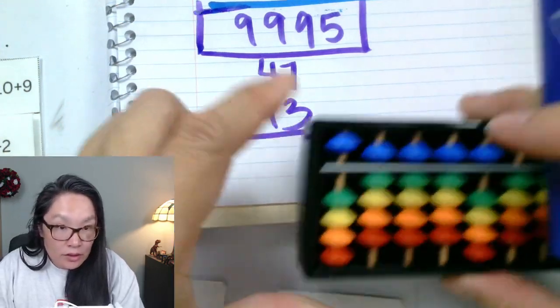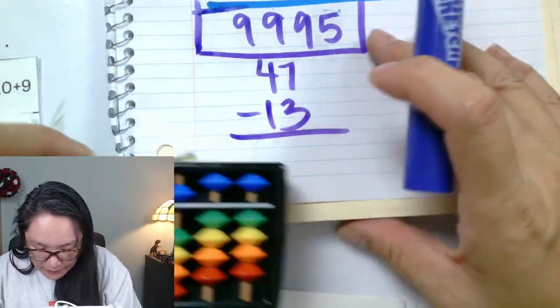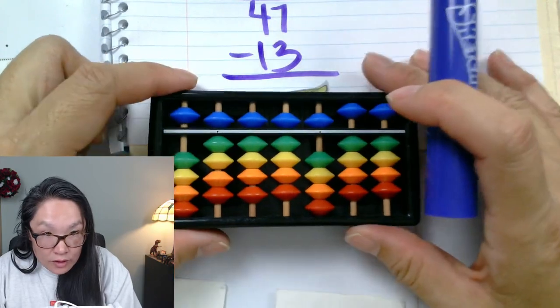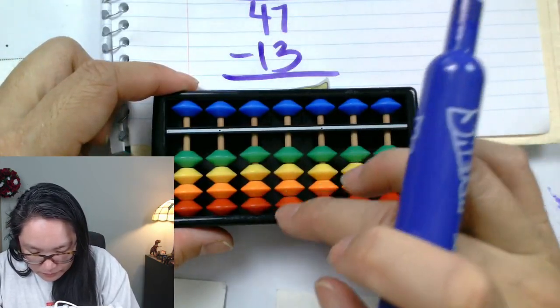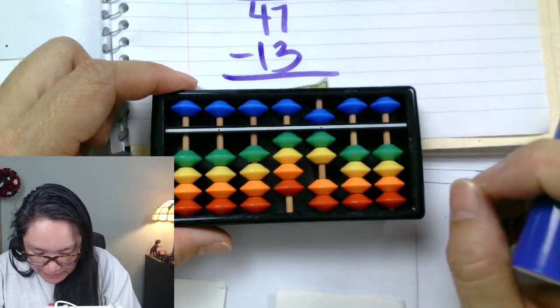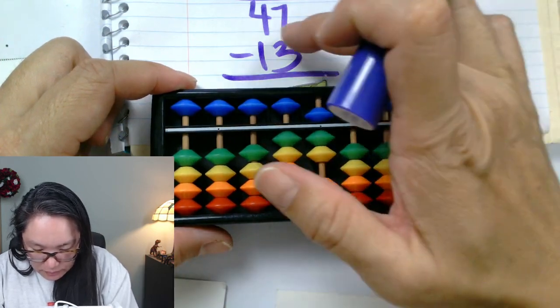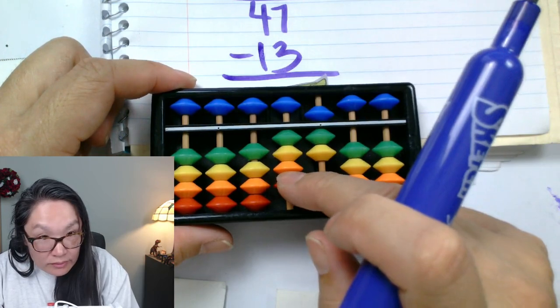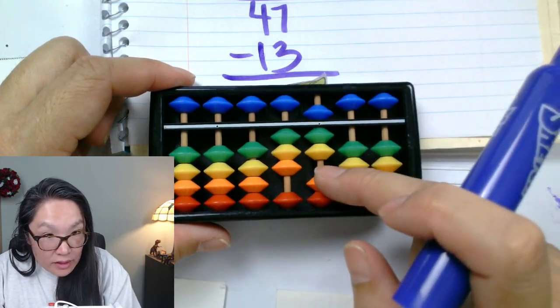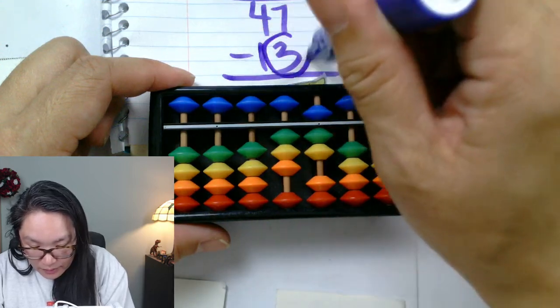Okay, so we do 47. And then what do we do? We take away the 1. We take away the 3. How do we take away the 3?